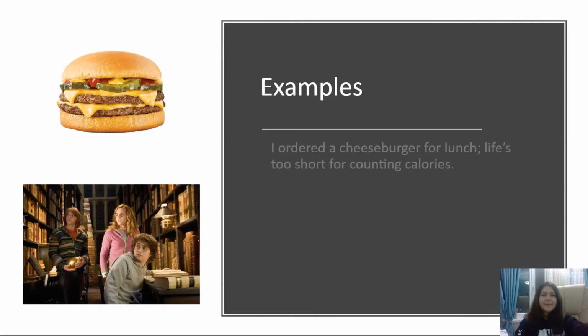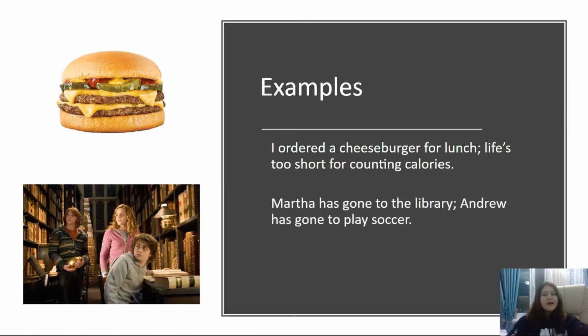Another example. I ordered a cheeseburger for lunch. Independent clause. Life is too short for counting calories. Independent clause. And between them is a semicolon. Another example. Martha has gone to the library. Independent clause. Andrew has gone to play soccer. Independent clause. And between them I have a semicolon.